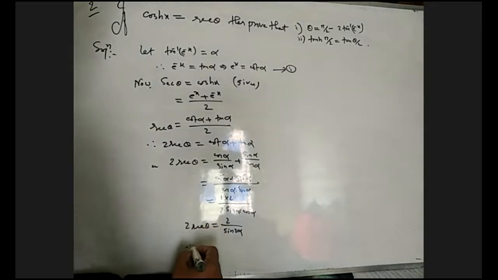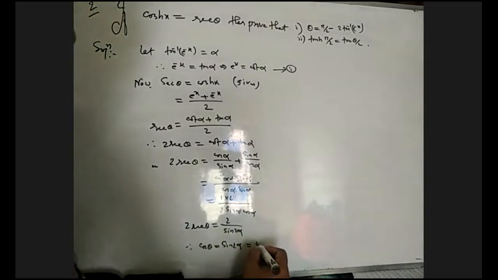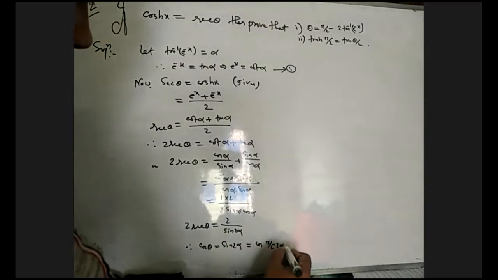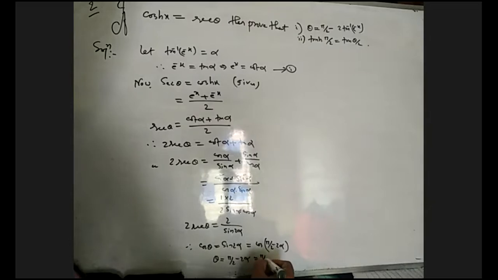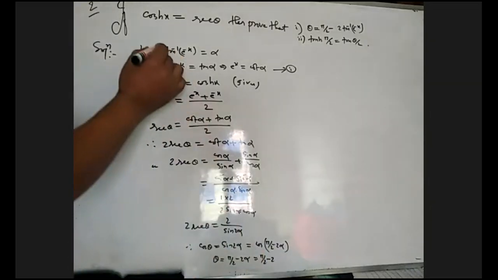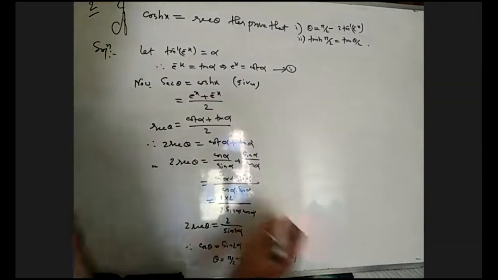So 2 will be cancelled. 1 by sec theta means 1 by cos theta. So cos theta equals sin twice alpha. And this sin twice alpha can be written as cos of pi by 2 minus twice alpha. Okay, cos will be cancelled. So theta equals pi by 2 minus twice alpha. That means theta equals pi by 2 minus 2 alpha, where alpha equals tan inverse e to the power minus x. This is the first proof.